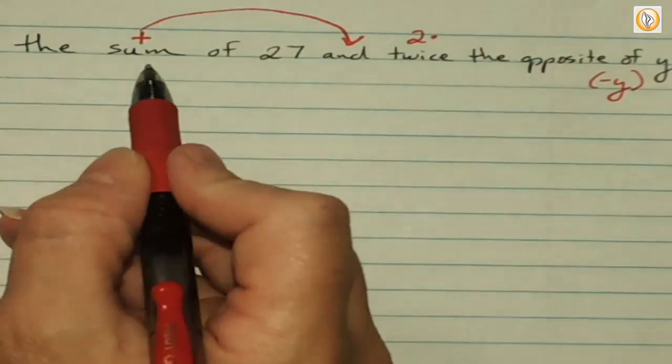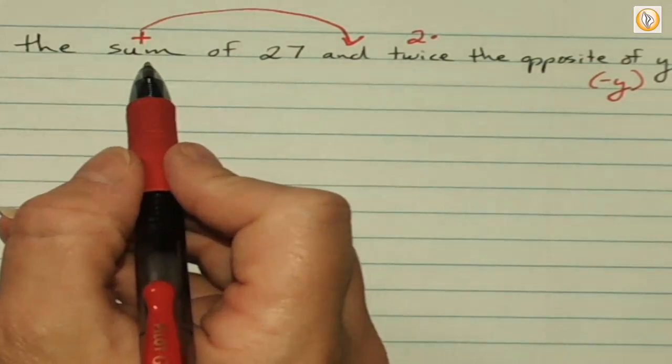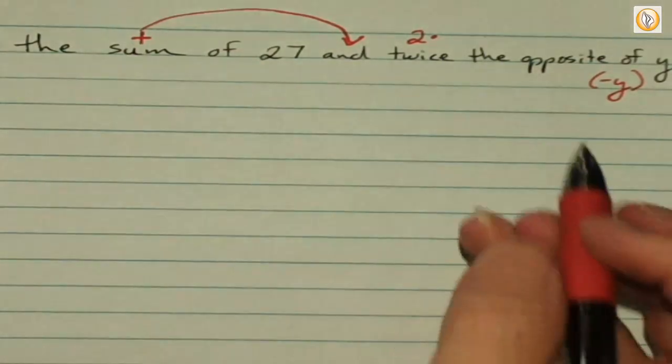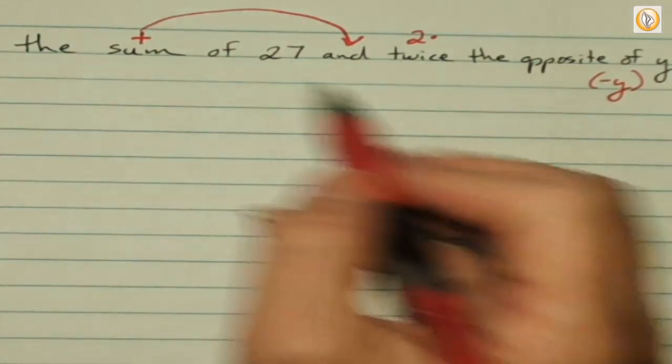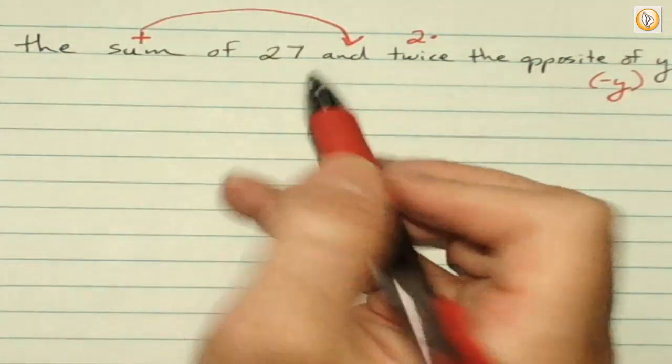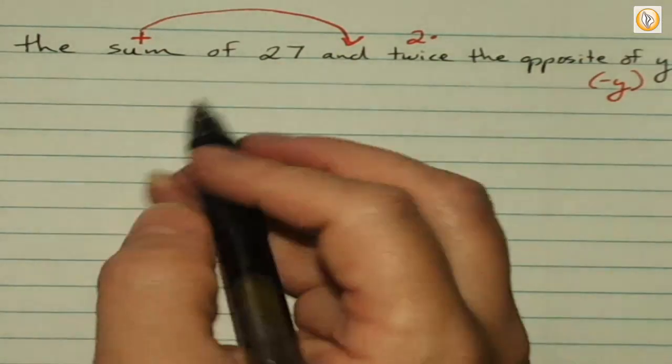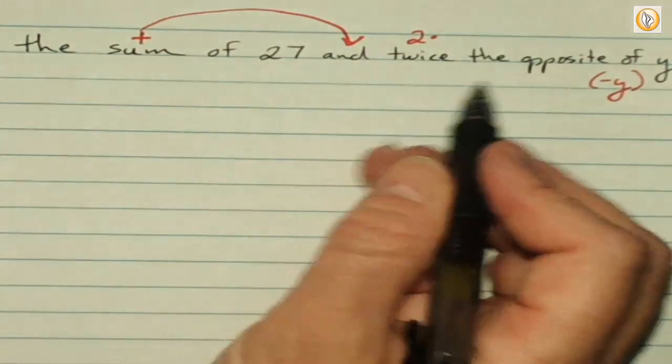Okay, you know what sum means. Right there. And twice means times 2, opposite y, and then this goes there. Okay, so the sum of 27 and twice the opposite y.